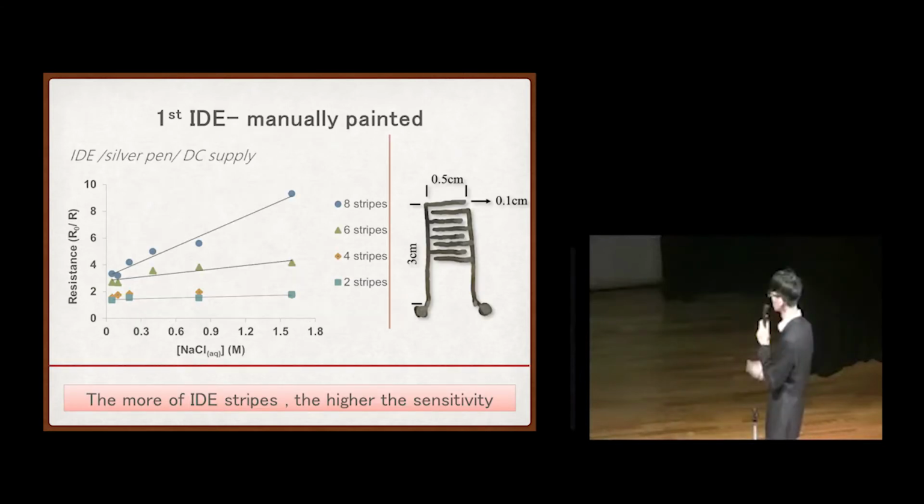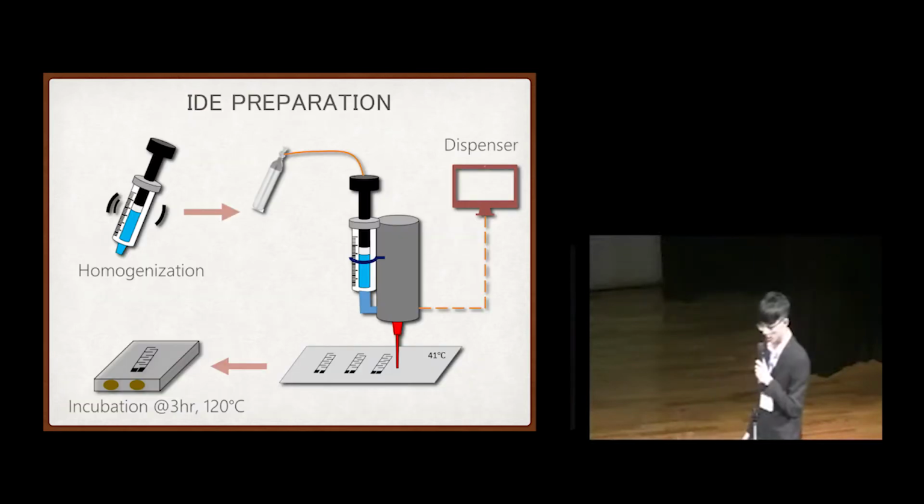And first, we use the silver pen to draw our IDE. And this IDE is the first generation. And first, we want to know how the stripe number can impact the sensitivity. So as we can see in the chart, when we enhance the stripes number, the sensitivity gets higher. And because our first generation IDE is made by the handcraft method, it has many problems, so we have to improve that.